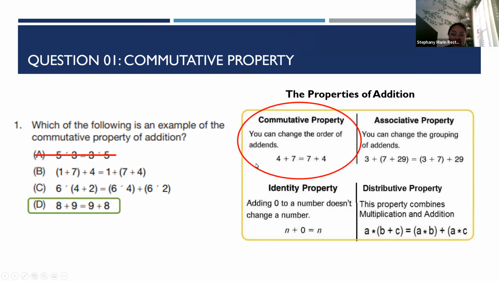Specifically, we identify the commutative property as you've been just changing the order of the numbers. And if you look at the answer choices, that's D.